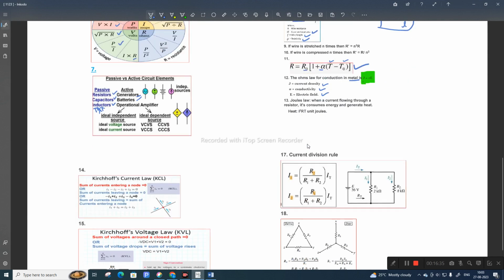Moving to Joule's law. When a current flows through a resistor, it consumes energy and generates heat. This is called Joule's law, and the formula is I square R into T. I is the current, R is the resistor, T is the time, and the unit is joules.